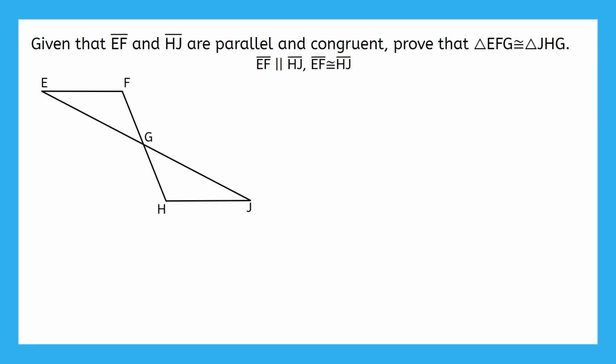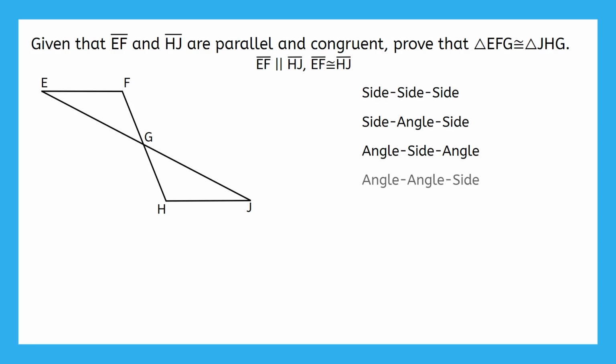We know from the start that if we're proving triangles are congruent, we have 5 options. Side, side, side; side, angle, side; angle, side, angle; angle, angle, side; and hypotenuse leg. I have not been provided any right angles in the picture, and I haven't been given any information about right angles or perpendicular lines in the problem, so I can eliminate hypotenuse leg right away.